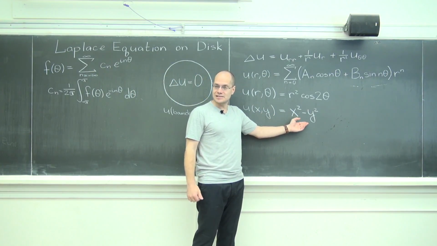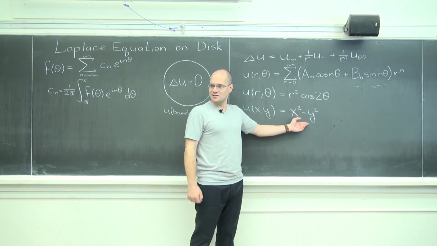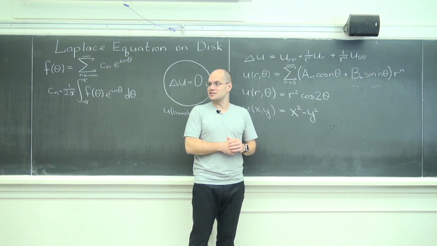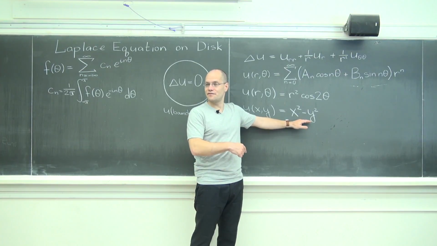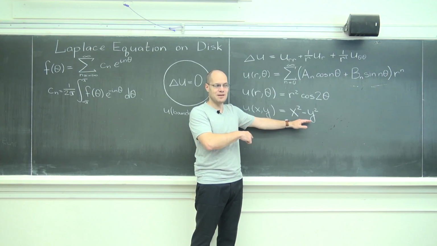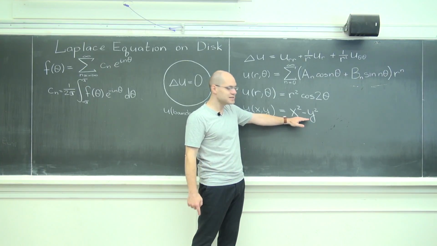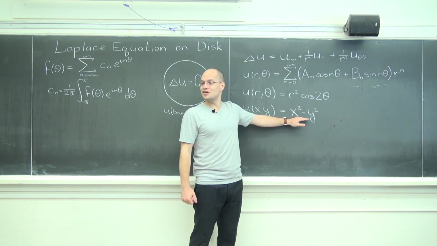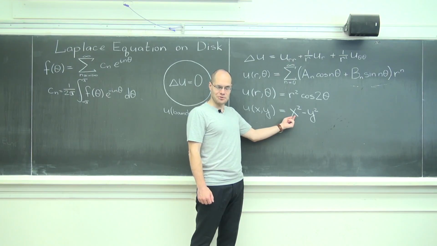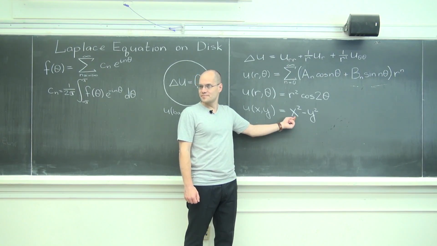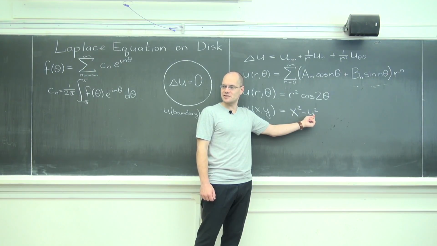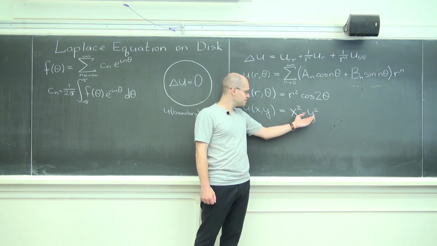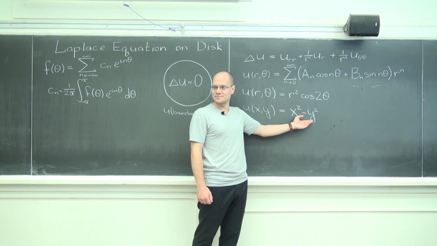This satisfies Laplace's equation in the bulk, in the interior of the domain, which is the unit disk, and satisfies the boundary condition. Now, when it's in Cartesian form, it's particularly easy to see the first statement, that the Laplacian equals 0. Evaluate its Laplacian in Cartesian coordinates. Second derivative with respect to x, 2, plus second derivative with respect to y, minus 2. So 0, clearly a harmonic function.